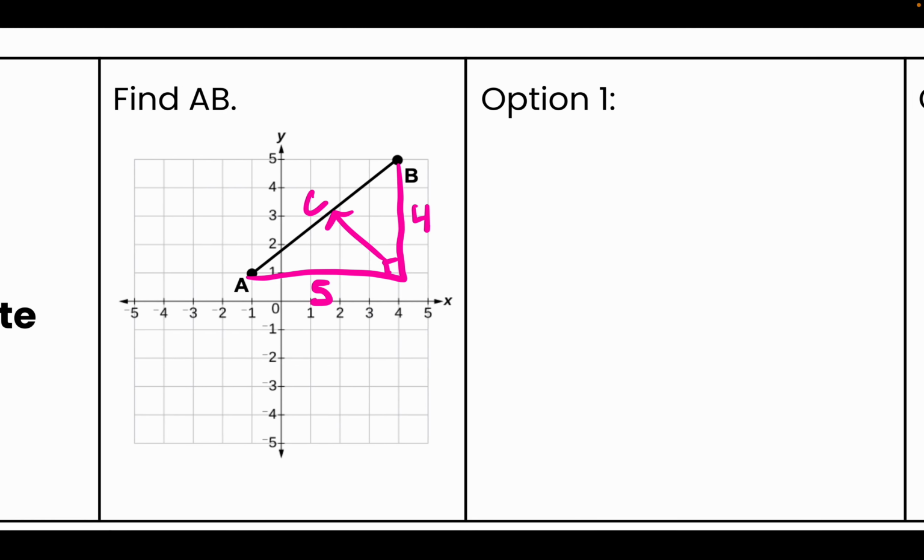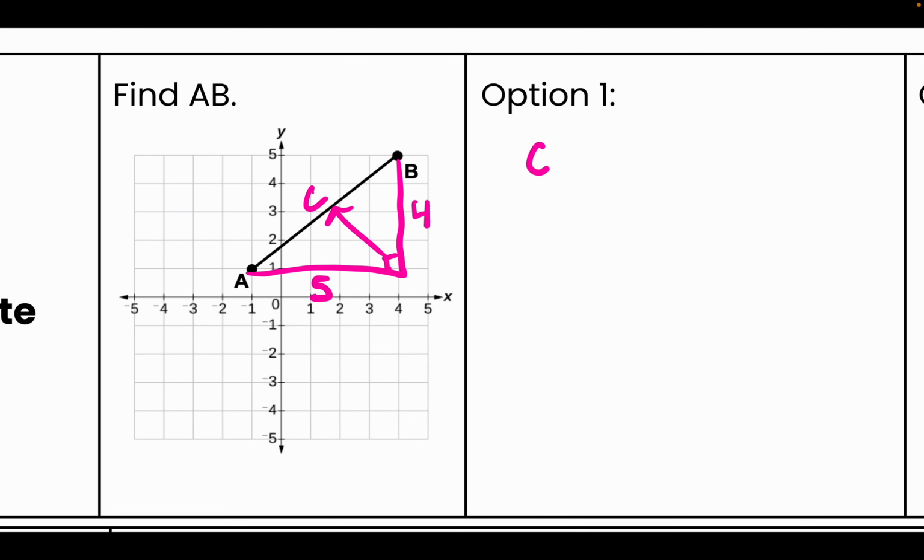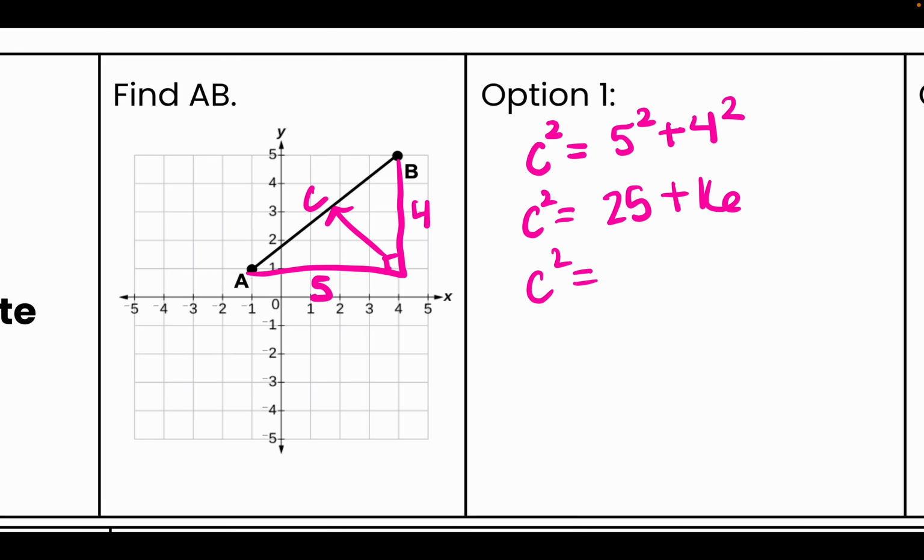So option 1 is we're going to use the Pythagorean Theorem. So we have c squared is equal to 5 squared plus 4 squared. 5 squared is equal to 25. 4 squared is equal to 16. Add them together. We get 41. Take the square root of both sides. So we get c is equal to 6.4. So that's this length right here, 6.4.